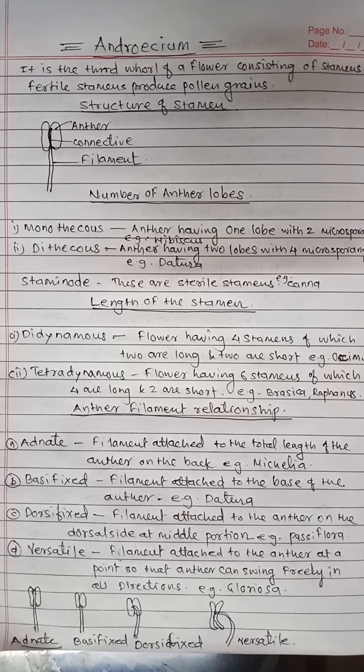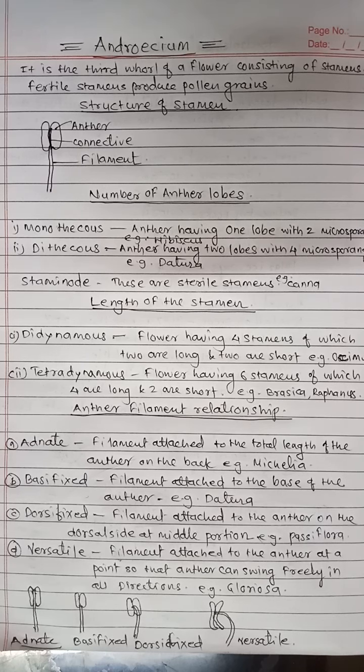Depending on the length of the stamen, there are two subtypes, didynamous and tetradynamous. In didynamous, there are four stamens, out of which two have long filaments and two have short filaments. Such condition is called didynamous condition. It is found in members of the family Lamiaceae or Labiatae. Example, Ocimum.